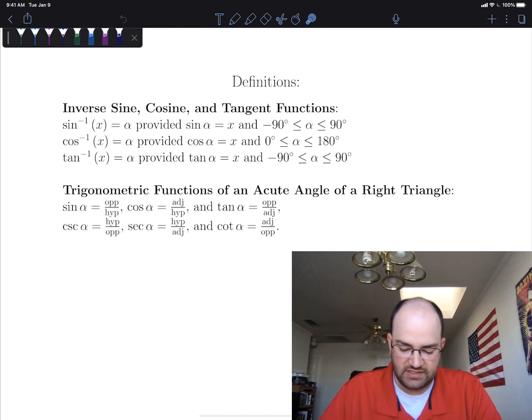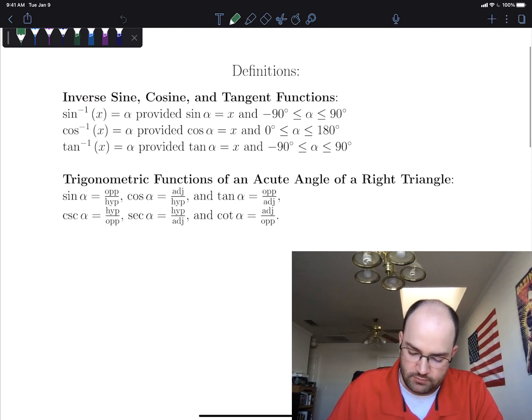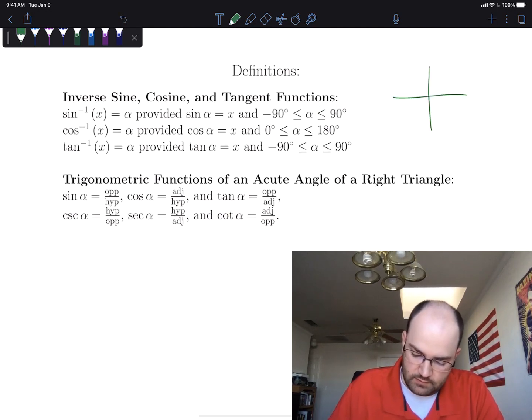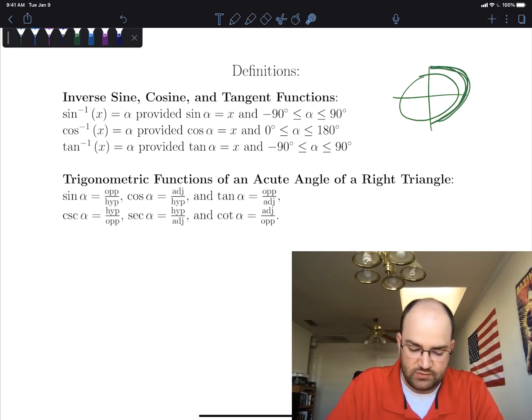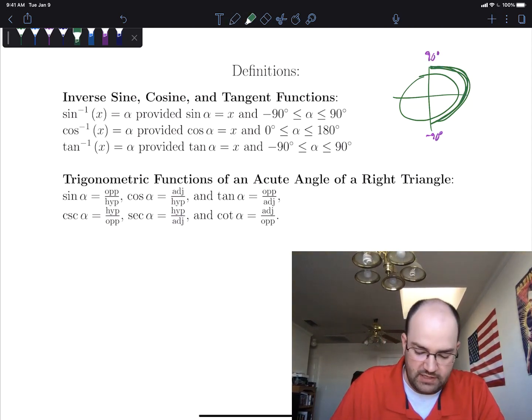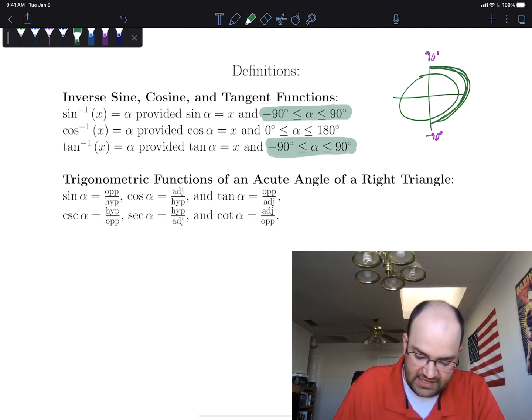And specifically, it's from -90 degrees is less than or equal to alpha is less than or equal to 90 degrees. Now, on the unit circle, that specifically is the right half of the unit circle. And it has to be between -90 degrees to +90 degrees. That is for this one. And that's also going to be for this one down here. This is for the inverse tangent.